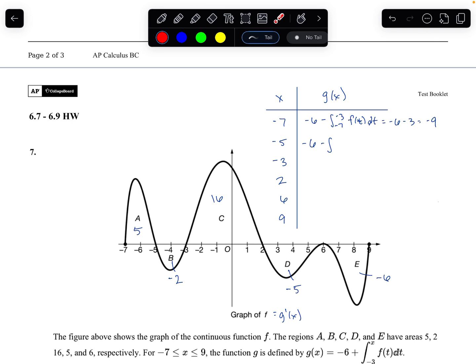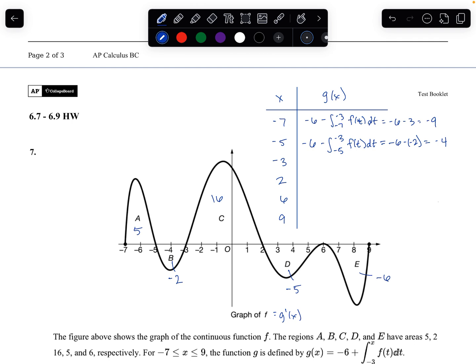Okay, and then let's do -6 minus the integral from -3 to -5. I did minus again because I'm going to flip those. So that's going to be -5 to -3 of f of t dt. That's going to be -6. And from -5 to -3, the area is -2. So that's going to be minus -2. So that should come out to be -4.